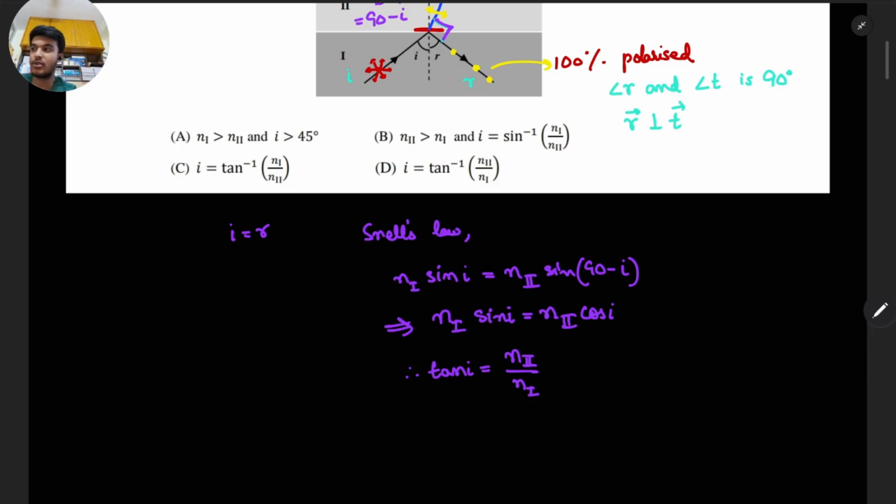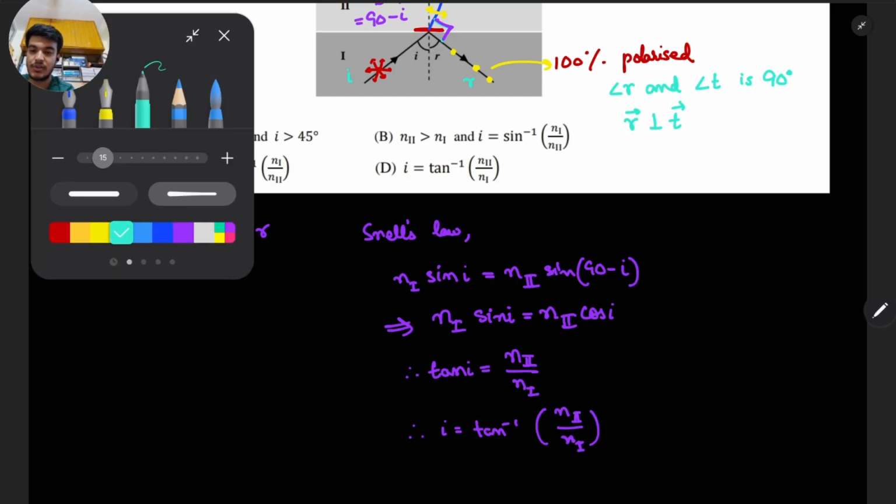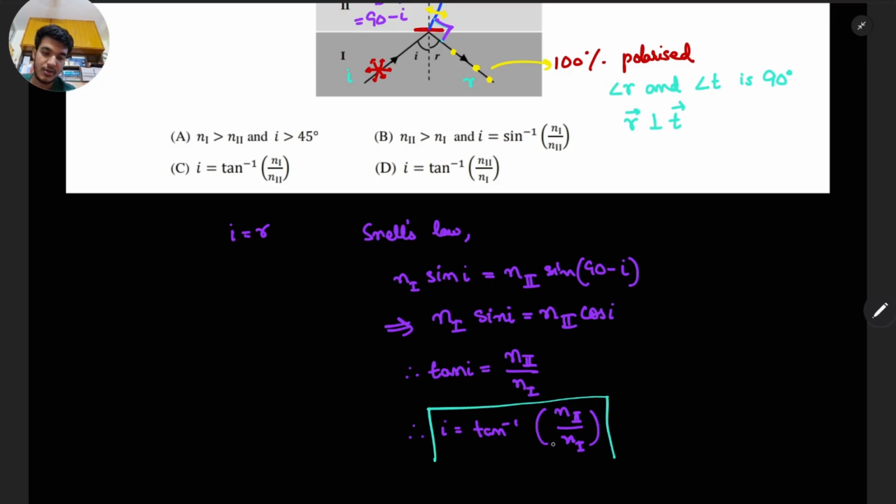or since it is n2 by n1, now I equals tan inverse of n2 by n1, right? So this is one thing that we have obtained. So it is n2 by n1.